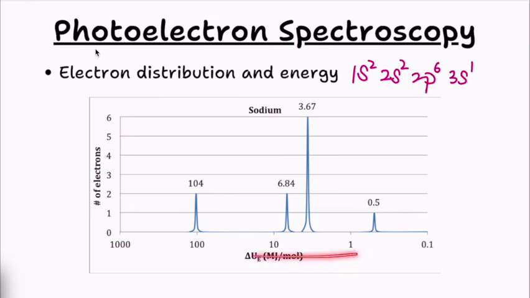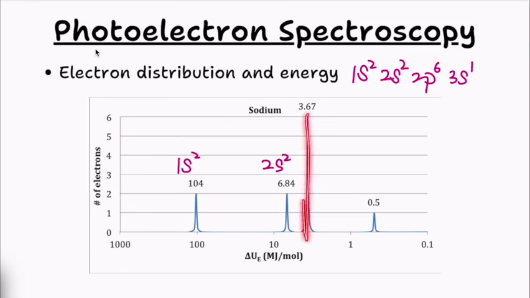And let's see if this diagram matches or fits the electron configuration. Okay, so from the leftmost, 104 megajoules. So this corresponds to the innermost sublevel, 1s2. And then next, 6.84 corresponds to the next innermost energy subshell, 2s2.